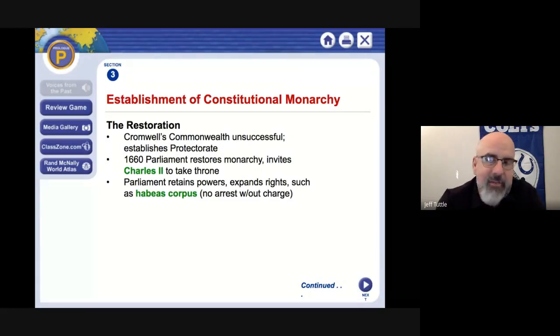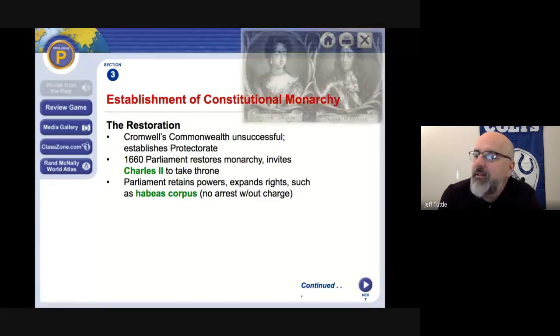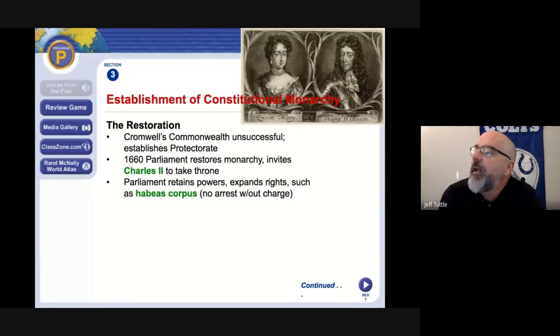And so it comes out that the King of England has been secretly conspiring with the King of France to make England Catholic again. And this is all about to come to a head, but then Charles has the good sense to die. And his brother James II takes over. And we're going to get what's called the Glorious Revolution.